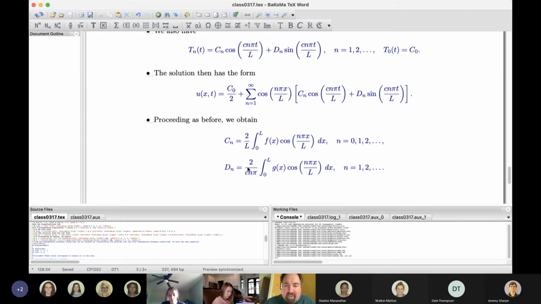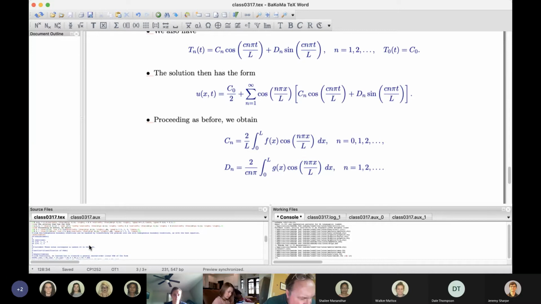And then for Dn, we have this. This is just the same Dn as before, only a cosine instead of a sine. Also going from n equals 1 and so on. Because Dn is multiplying a sine, we do not need a D0. Okay. So that's how you handle a wave equation on a bounded interval with different boundary conditions using separation of variables.